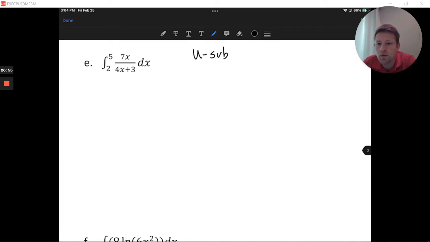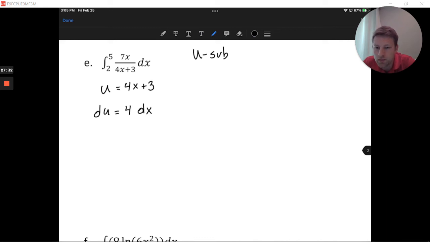There we go. So based on the u sub, again, we would want to get both a u and a du function to cover the whole integral here. So one option that we could take here is to consider the denominator function 4x plus 3 as our u sub. This would give us a derivative of 4 dx.